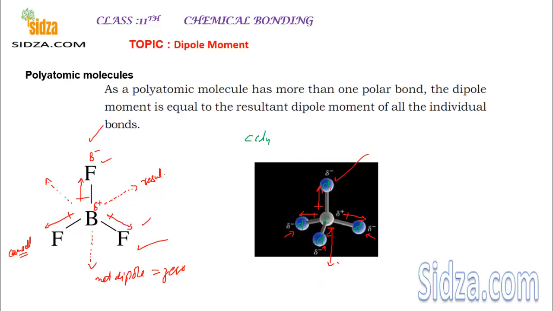So same thing, the resultant of these three vectors will be somewhere here, and that will be cancelled by this one. Similarly, the resultant of this chlorine and this one will be in this direction, and that's being cancelled by this bond, this carbon-chlorine dipole. So that means in CCl4 again the net dipole is 0. The net dipole here is 0.